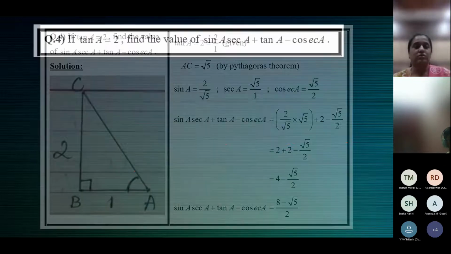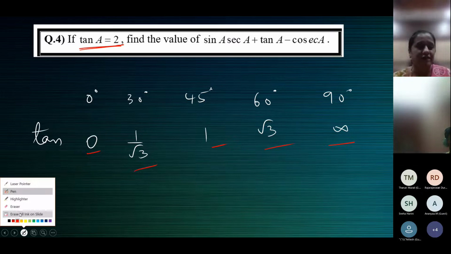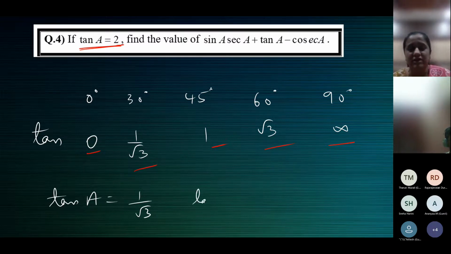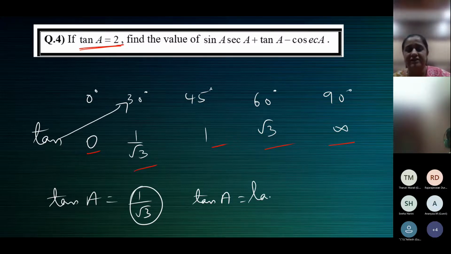Now, supposing the value of tan A is given to be 1 by root 3, for example. Instead of 1 by root 3, you can write tan 30 degrees. So tan A is equal to 1 by root 3 can be written as tan 30 degrees.